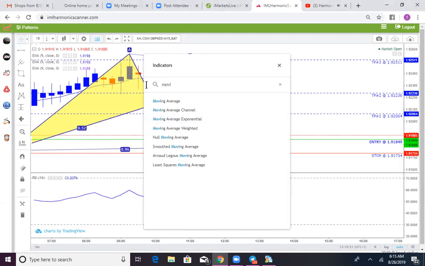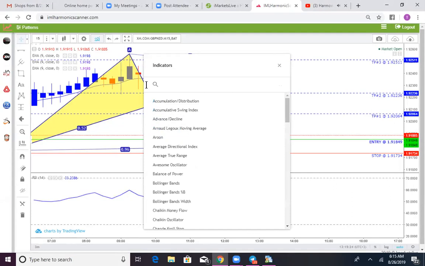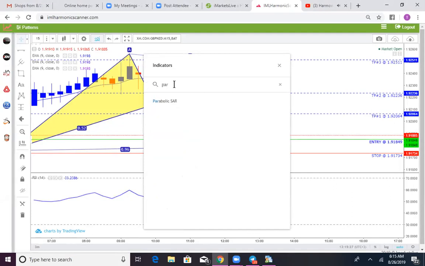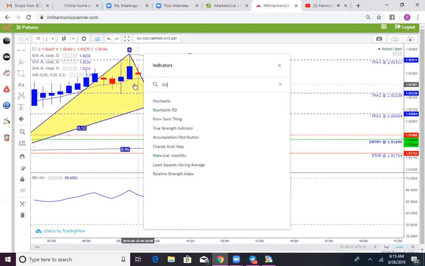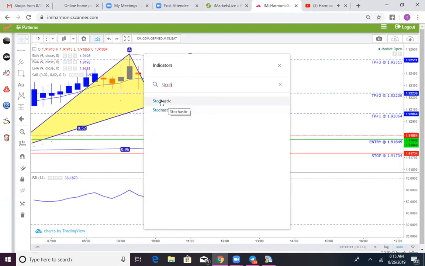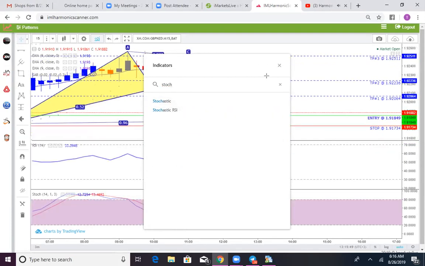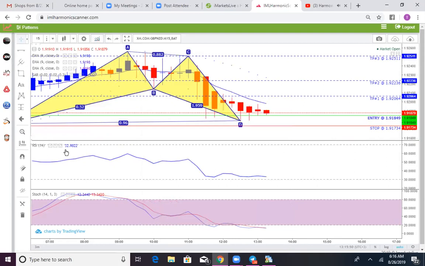Then you want to erase that and you want to put in parabolic. When you punch in PAR, parabolic SAR is going to come up. Click that once. Take that out and then punch in stochastic. Now this is recorded, so you'll have the recording if you're not able to keep up. Punch in STOCH and just click right there. So those are all the indicators that we need. We want to remove the RSI.